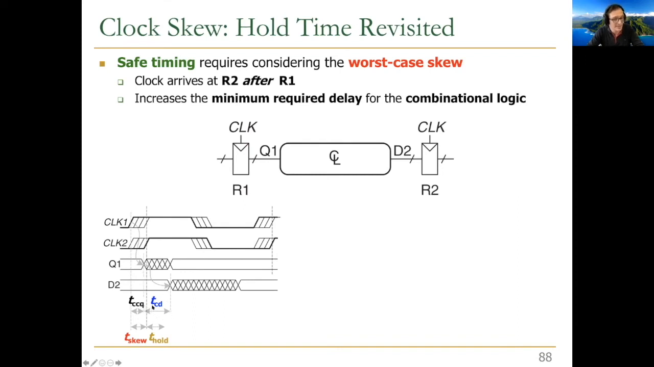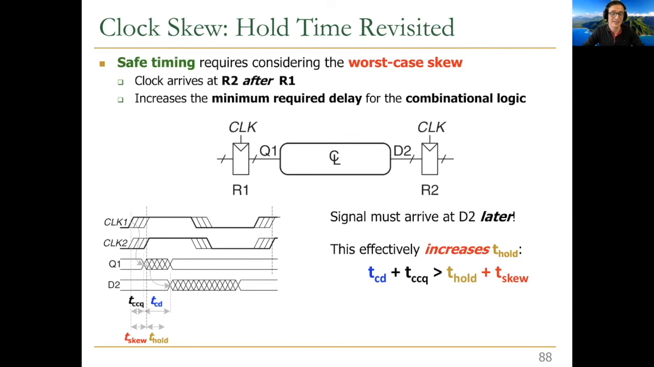So now T_CCQ plus T_CD should be greater than T skew plus T hold, right? Because T skew is over here, as you can see, right? There's a skew amount of time that is essentially eaten up by the clock delay. Okay, basically signal must arrive at D2 later, and this effectively increases T hold, as I said over here. T_CD plus T_CCQ must be greater than the T hold time of the register plus the clock skew. And we call this T hold effective. Essentially, because of the clock skew, the effective hold time of the register increases because you have additional delay for your signal to be stable after the clock arrives there because of the skew, right?